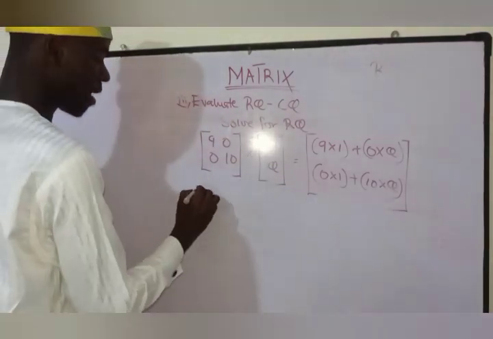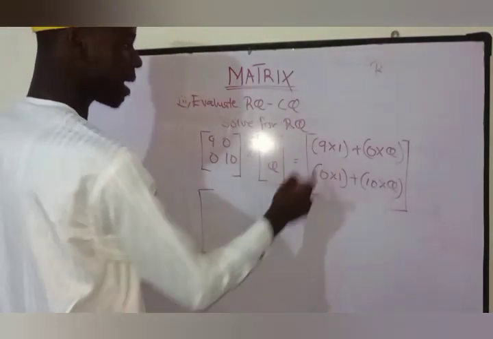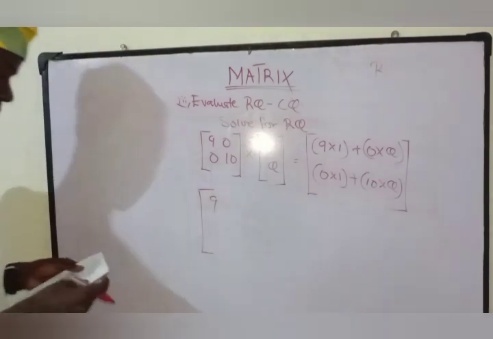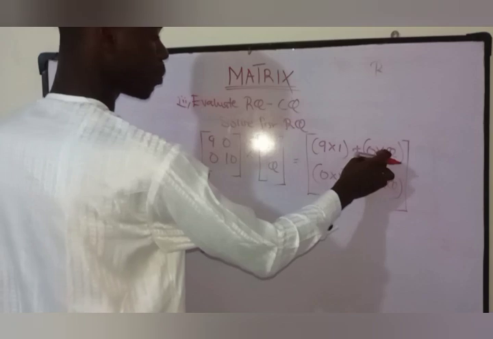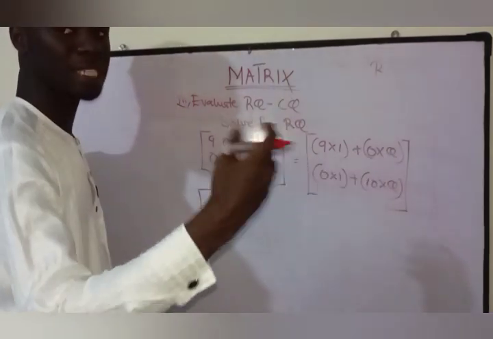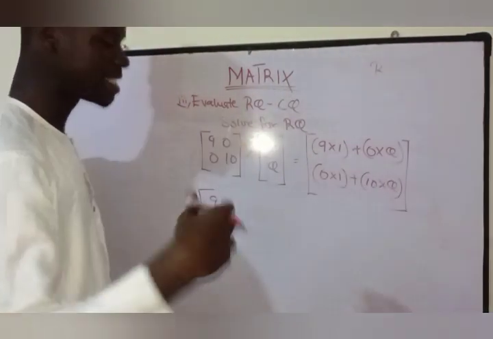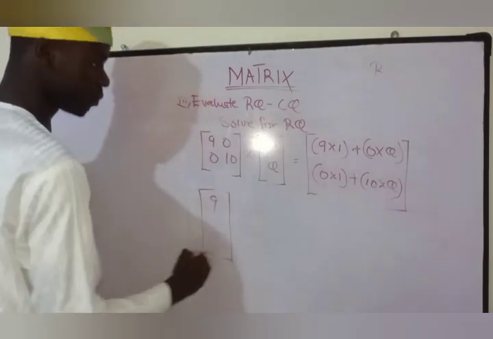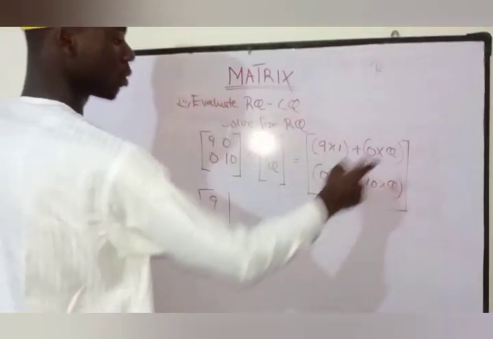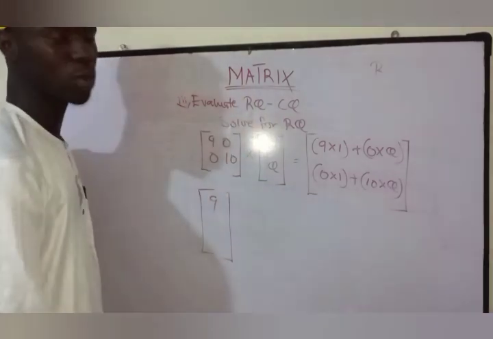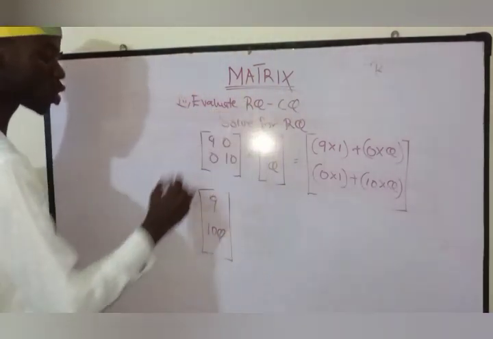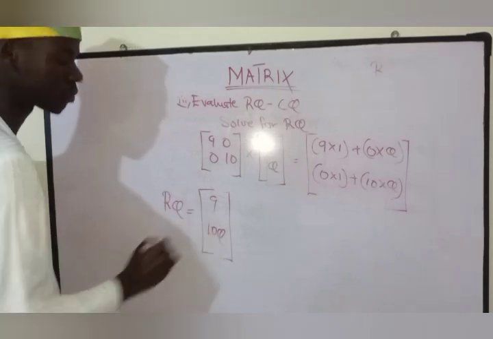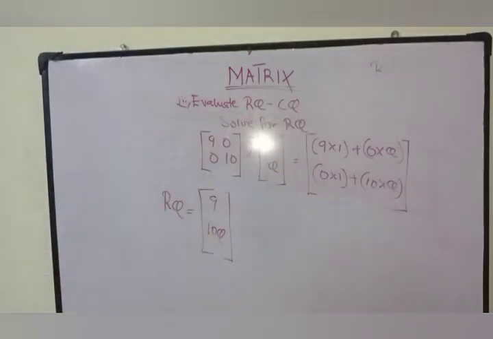Let's simplify this. 9 times 1 is 9. 0 multiplied by Q is 0, so 9 for this row. 0 multiplied by 1 is still 0, and 10 multiplied by Q is 10Q. So I've been able to solve for my RQ.